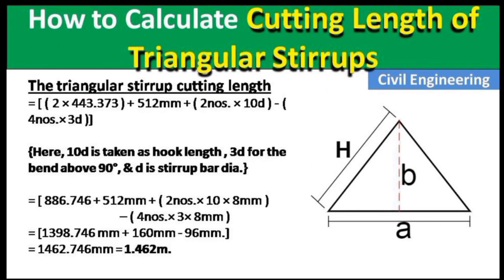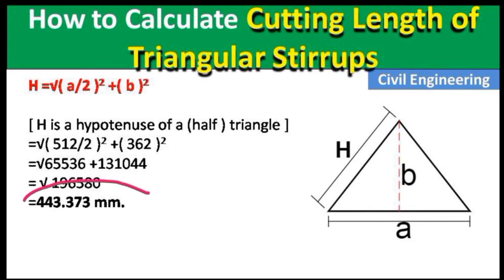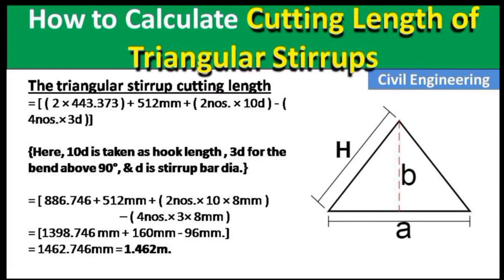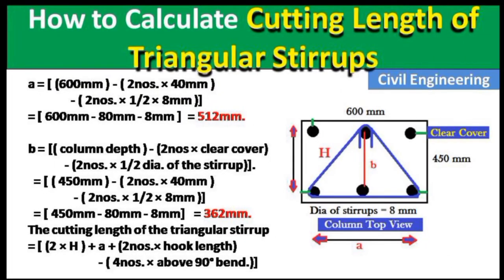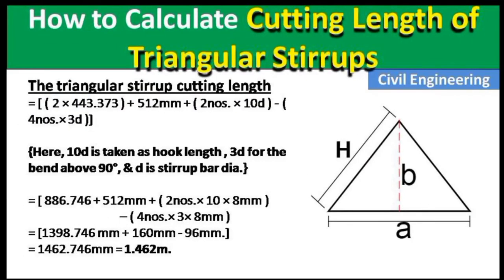So the triangular stirrups cutting length will be 2 into h, which we have previously calculated, h equals 443.373. After that this is a, 512 mm, which we have already calculated. Here we have calculated a equal to 512 and b is 362 mm. Sorry, here there is no use of b, so we only have to put h, a and 2 into hook length.